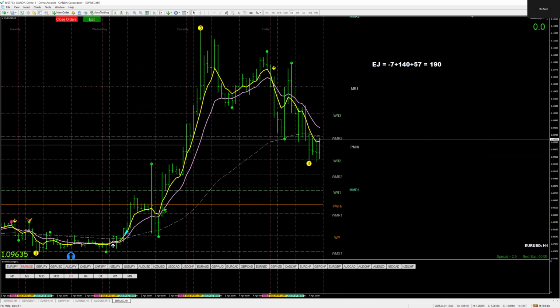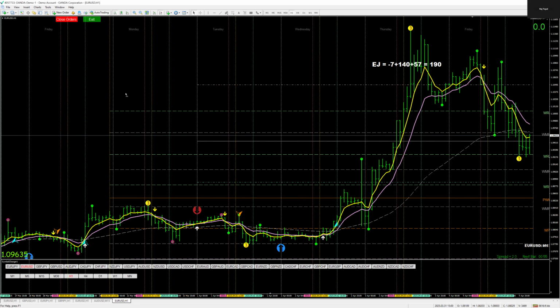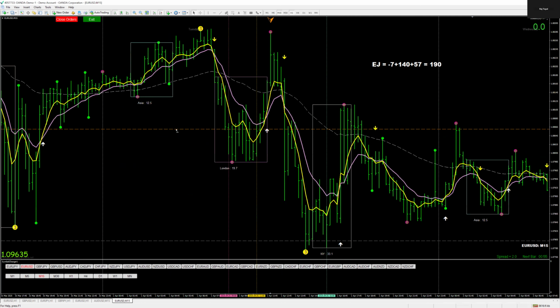And let's look at euro dollar. Here's Monday. Daily is long, 4 hours long. And if we are coming in here, we are looking for a buy. So let's look at the 15-minute chart.